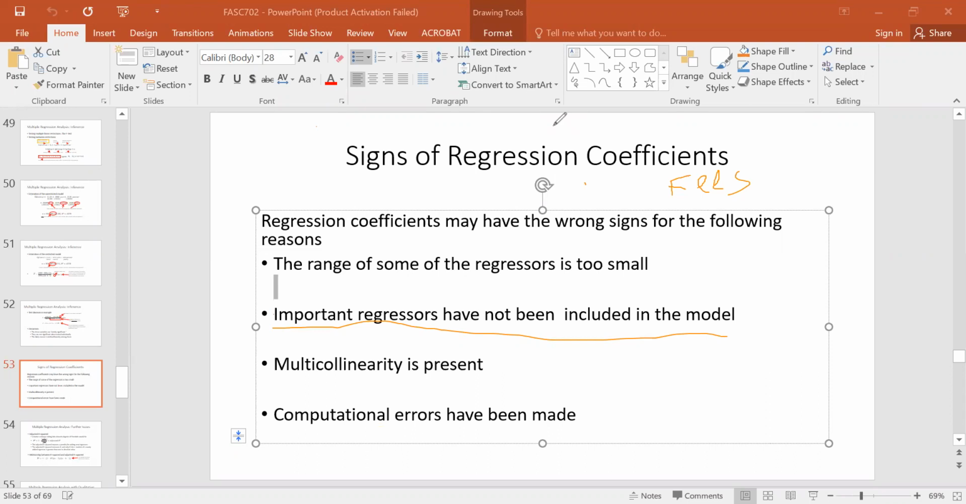So when he included another regressor or variable, which is called the scholarship status, whether a student receives scholarship or not, immediately he included that variable, then the sign became negative as expected.